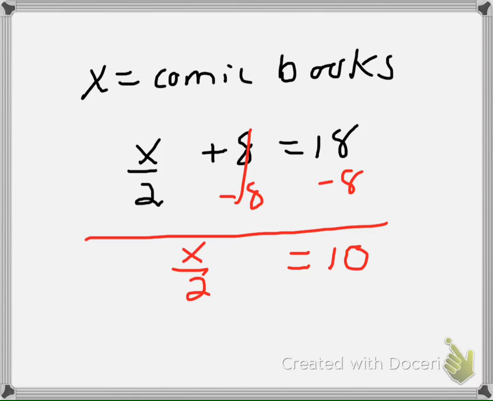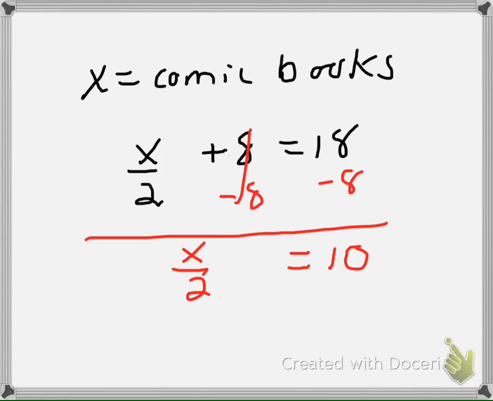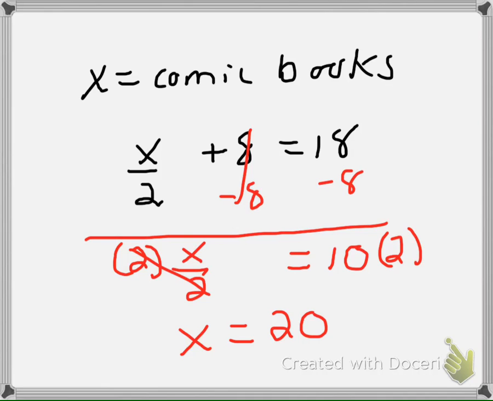Now, I already know from the first problem that whenever I have this divided by 2, the opposite of dividing by 2 is to multiply by 2. So to get rid of my 2 here, I'm going to multiply by 2 here. And of course, I'm going to multiply by 2 here. Remember, these cancel. 2 divided by 2 is 1, and 1 times x is x. And over here, 10 times 2 is 20. And now let's make sure this fits again.